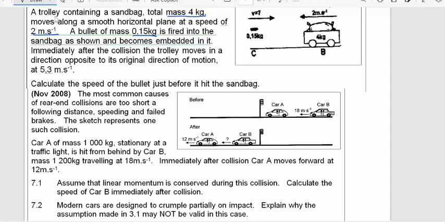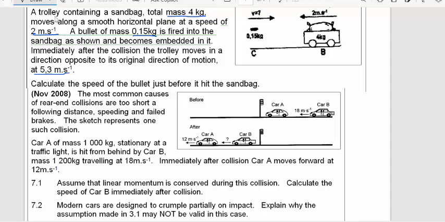And immediately after the collision, the trolley moves in an opposite direction to its original direction of motion, at this speed. Now, the question is, calculate the speed of the bullet just before it hit the sandbag. Now you have all this information that is given.